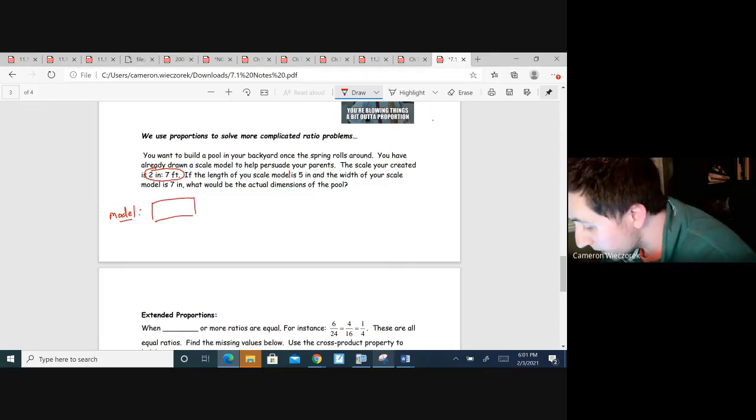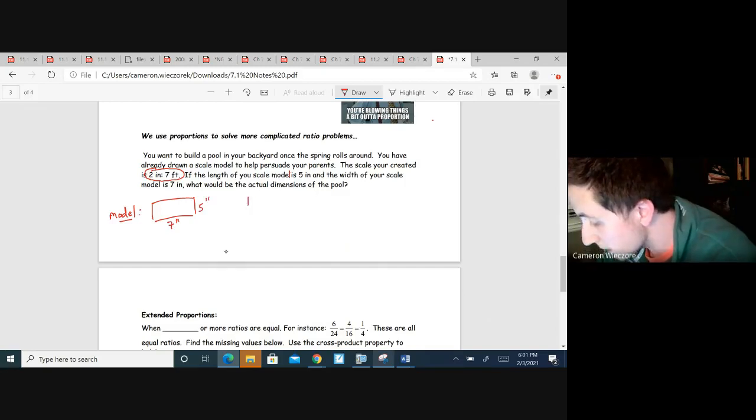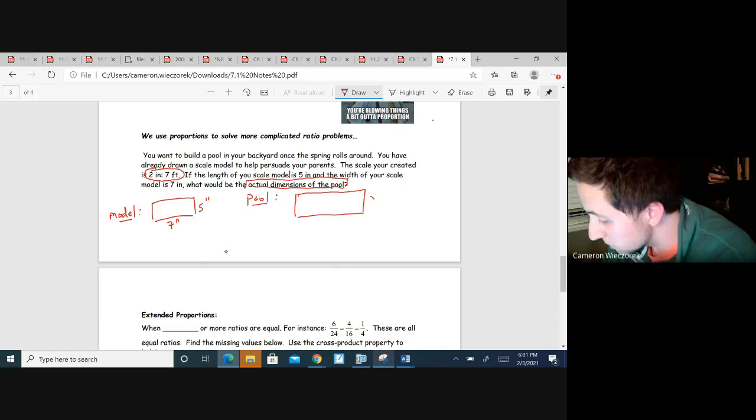Width and length are 5 inches and 7 inches. So 7 inches, 5 inches. The actual pool, we don't know. We want to find the actual dimensions of the pool. So I'm going to draw a little bit of a bigger pool, and I'm going to use the dimensions x and y.